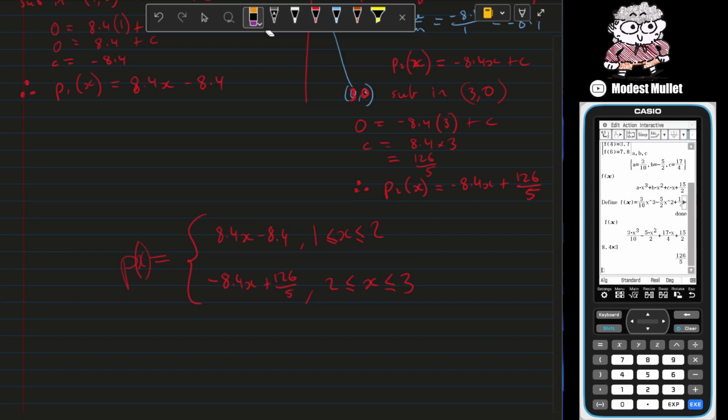Now, there is an issue with this piecewise function as I've written it, and that would be which equation do you use when x equals 2?